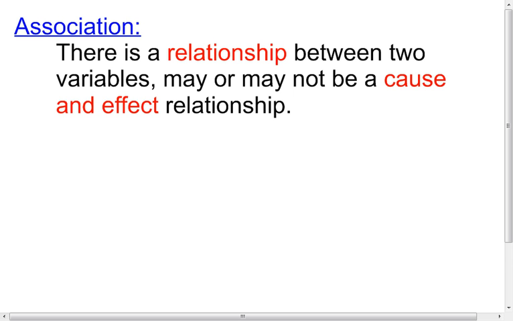I think you guys know if people are associated with each other, there's a relationship between people. So same thing in math. If we're looking at an association, that means there's a relationship between two different variables. It may be a cause and effect type of relationship. It may not be a cause and effect type of relationship. And we'll look at some different situations and examples of both.